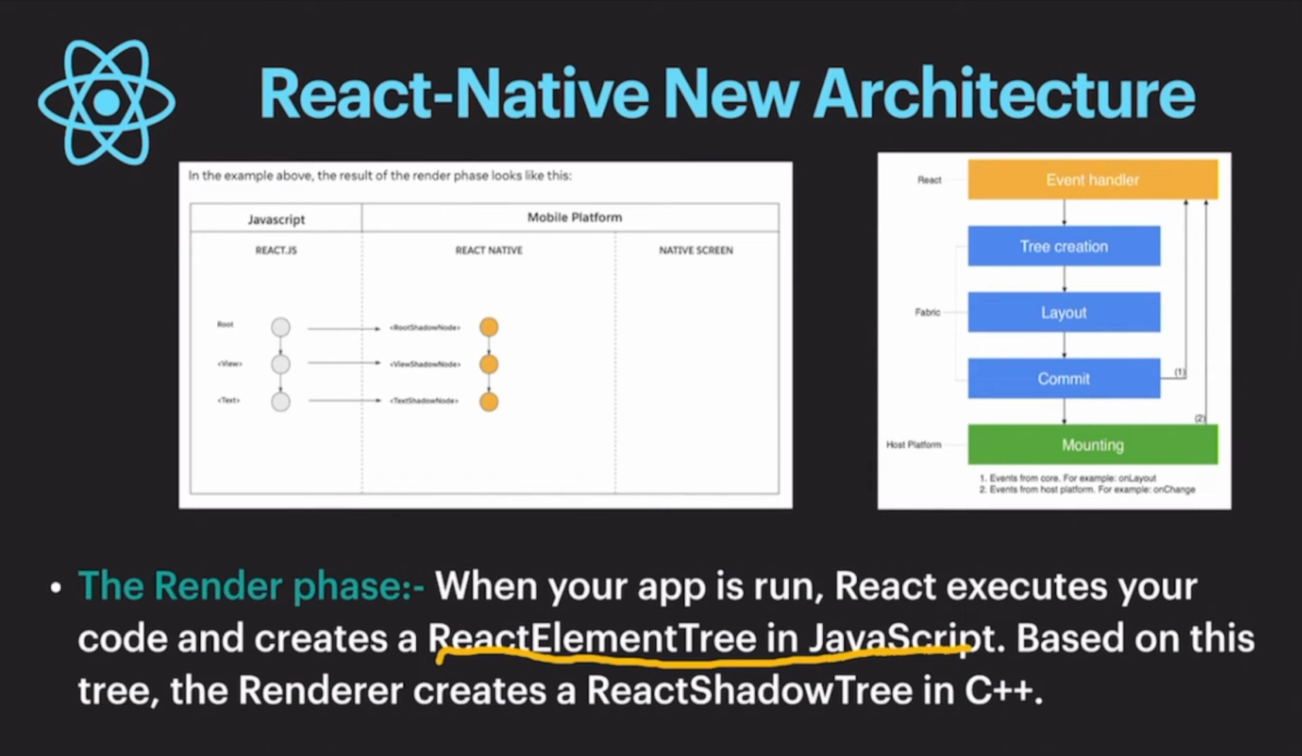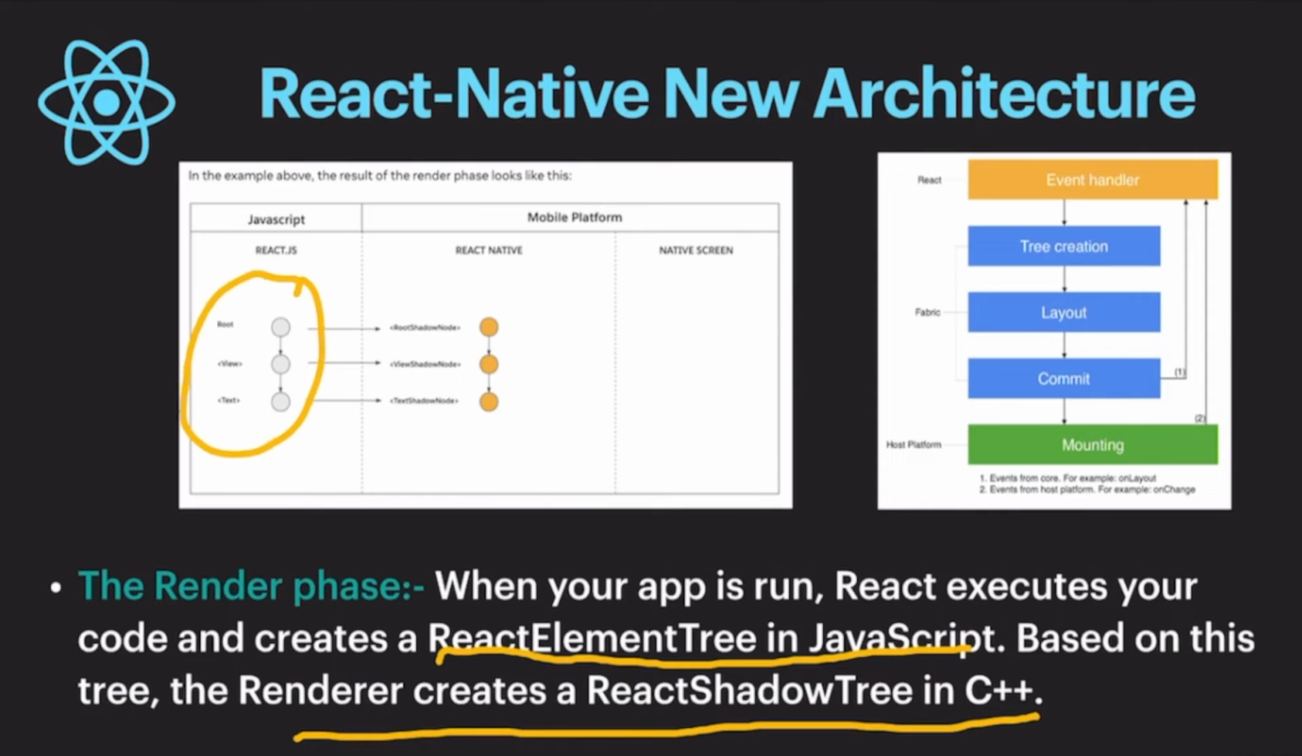So first of all, the React element tree is generated. Based on this tree, the renderer creates a React shadow tree in C++. So this is the React shadow tree and this is the React element tree. When we run the app, first the React element tree is generated, and based on it the React shadow tree is created, and this React shadow tree is in C++.